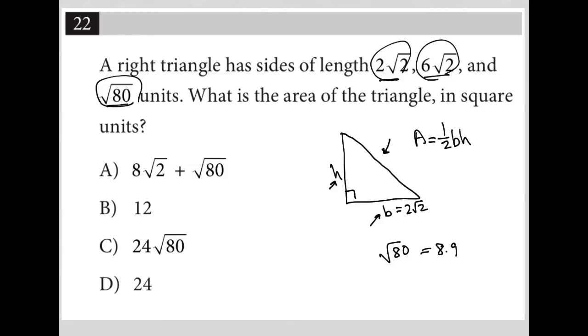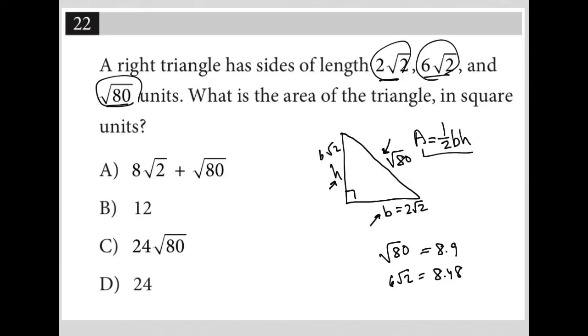And then 6 times the square root of 2 is 8.5. So 6 root 2 is equal to like 8.48 basically, which means that my hypotenuse is square root 80, and then my height would be the 6 root 2.